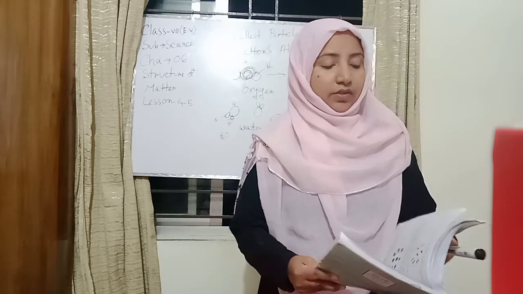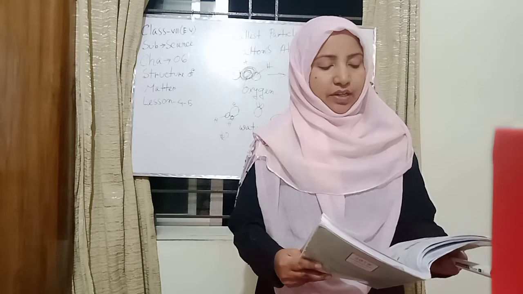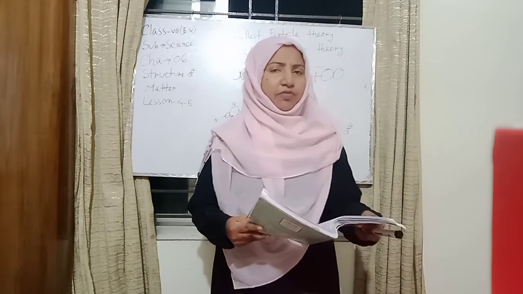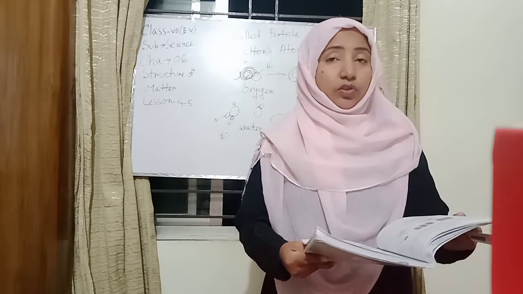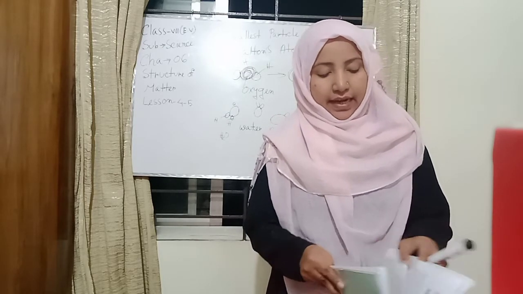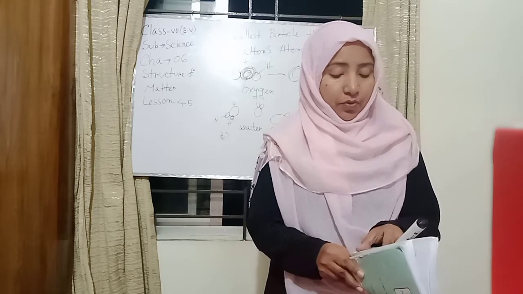My dear students, in this chapter we learn about the structure of matter. The first lesson is the structure of matter. What is the reason for the variation of matter? We also know there is the structure of iron and copper. The second structure is mixtures and the third is compounds.